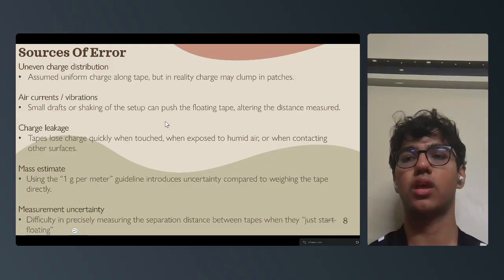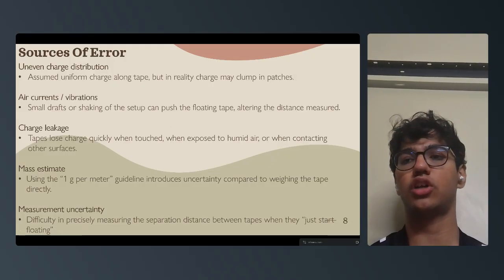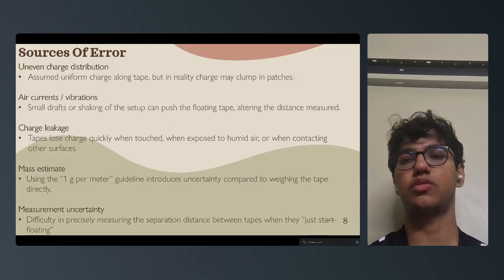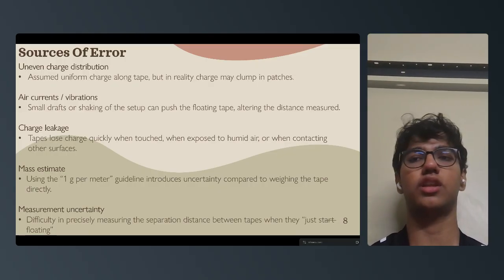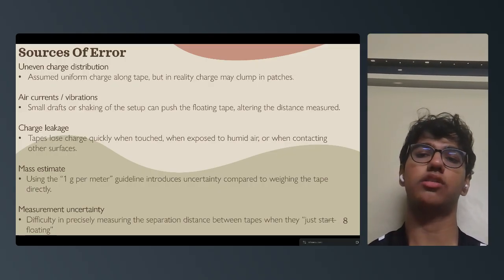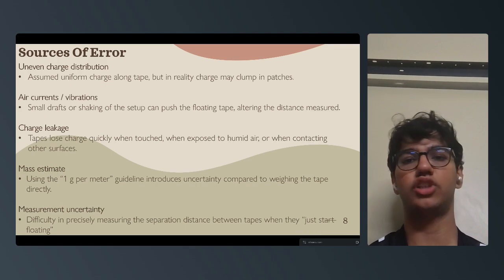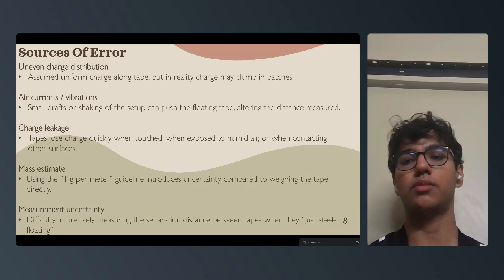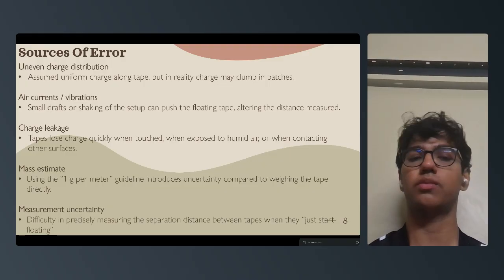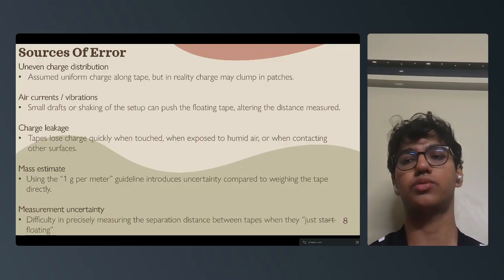Some of the sources of error. Uneven charge distribution. One of the assumptions we had was a uniform charge along the tape, but in reality it may clump in patches, so that's uneven charge distribution. Air currents or vibration. Small drafts can shake up the experiment and alter the distance measured. Charge leakage. Tapes may lose charge quickly when touched or while contacting other surfaces. So again, that's charge leakage.